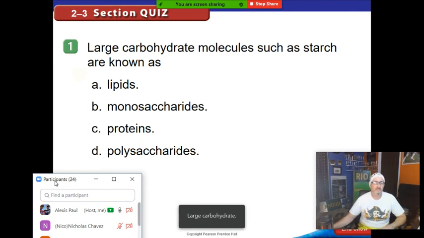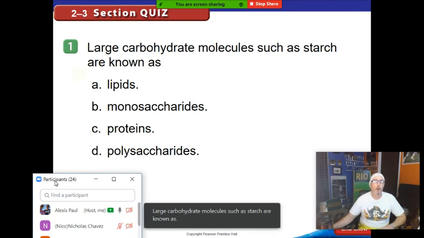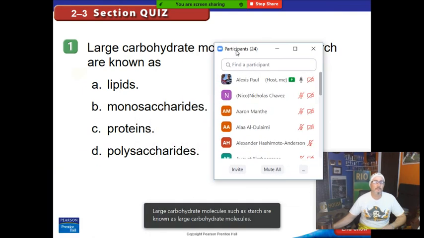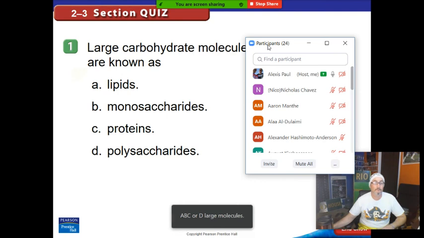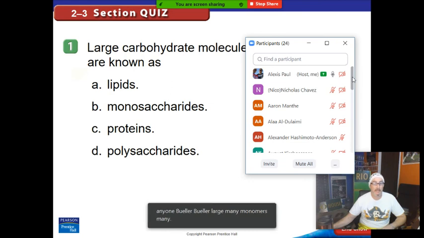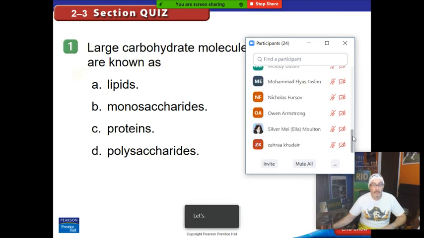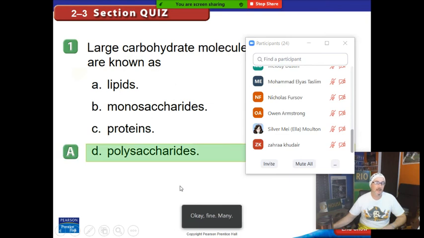Large carbohydrate molecules such as starch are known as what? Who would like to unmute themselves and tell me what the correct answer is there? A, B, C, or D? Large molecules. Anyone? Bueller? Large, many, monomers. Many. Anybody? All right, let's try. Zara, you want to give it a shot? Are you there, Zara? Okay, fine. Many polysaccharides.